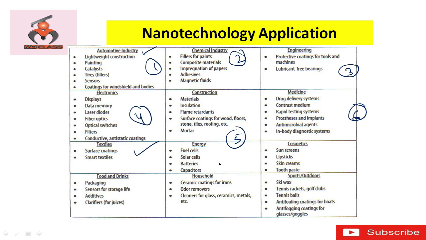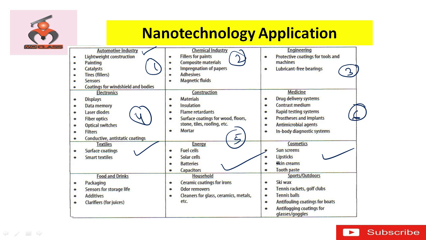Next are the energy sectors like petrochemicals and solar energy. Energy storing devices like batteries and capacitors also use nanotechnology to improve the efficiency as well as the effectiveness of the product. Next is cosmetics. In cosmetics you use different types of products like sunscreen, lotions, toothpaste and lipsticks.